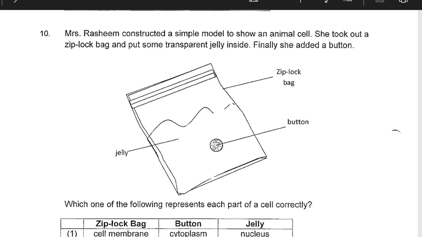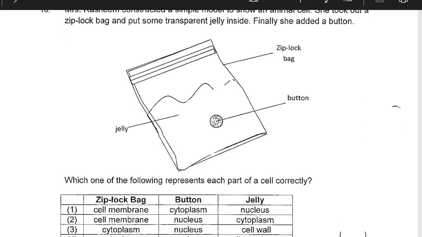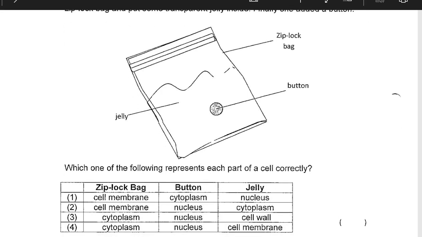Question number 10. Mrs. Rashim made a model and she took out a Ziploc bag and put some transparent jelly inside and she added a button. Now she's trying to make something that feels like a cell with some jelly inside, and there's a button to represent something, and there seems to be a Ziploc bag that keeps things in. So the Ziploc bag would feel like a cell wall, possibly, keeping the shape, or it could also be the cell membrane.